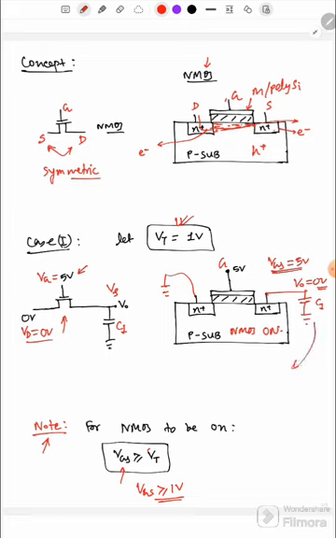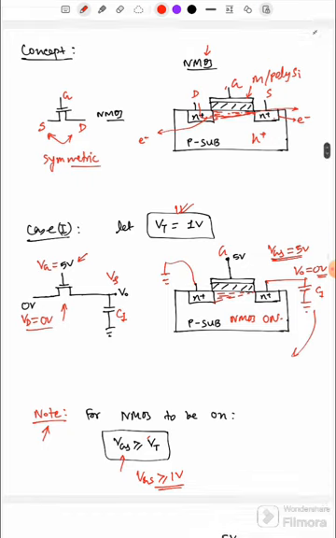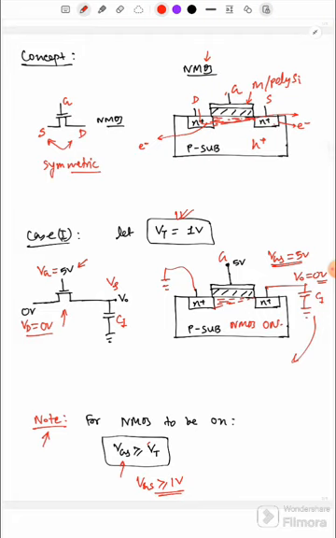It will not conduct because there is no voltage at the drain. For the MOSFET to be conducting, the channel has to be formed. Here the channel will form because the gate to source voltage is greater than the threshold voltage, but the conduction will be zero because the drain voltage is zero. For the MOSFET to conduct, there has to be some drain voltage so that current can flow from drain to source. Here ID will be zero.